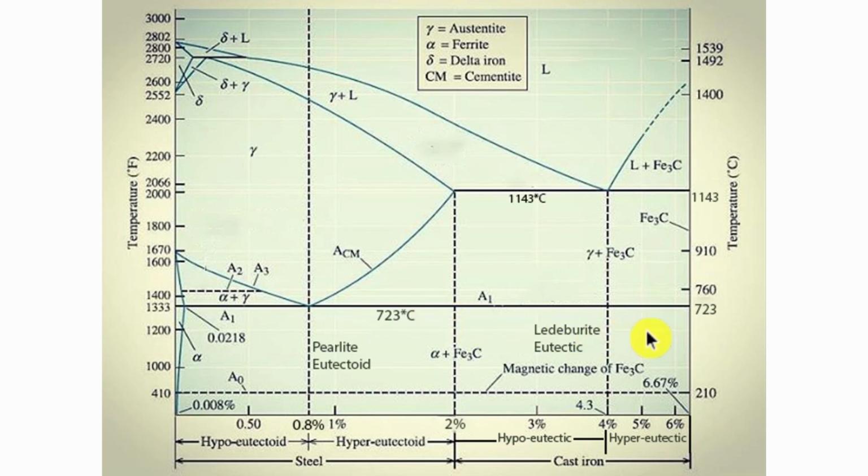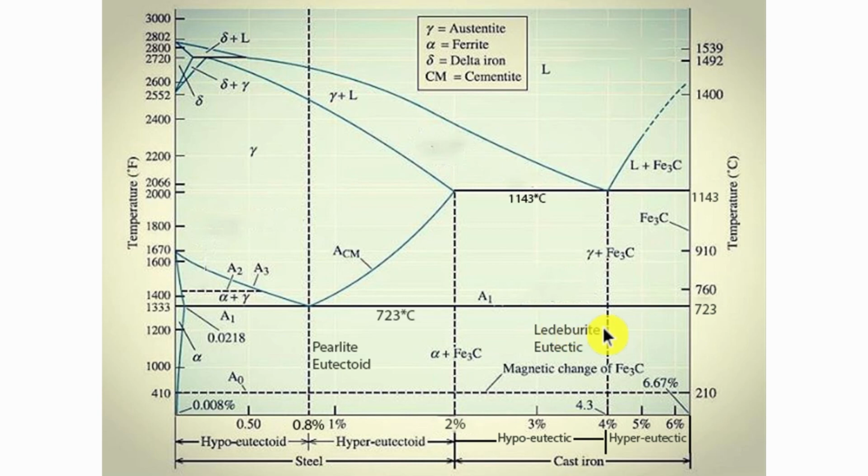Now we come to cast iron. In cast iron, suppose you take 3% carbon, it will cool down from liquid to austenite and liquid, austenite and cementite, then below A1 ferrite and cementite. If you take 4.3% carbon, it will cool down from liquid to 1143 degrees centigrade, below which it is austenite and cementite, and further if it is cooled down below A1 temperature, it will be ferrite and cementite.